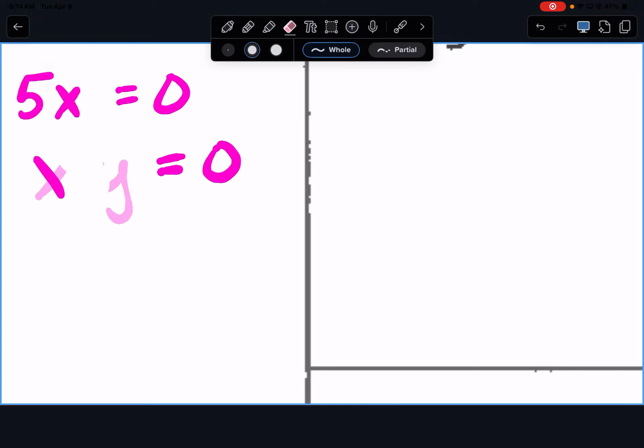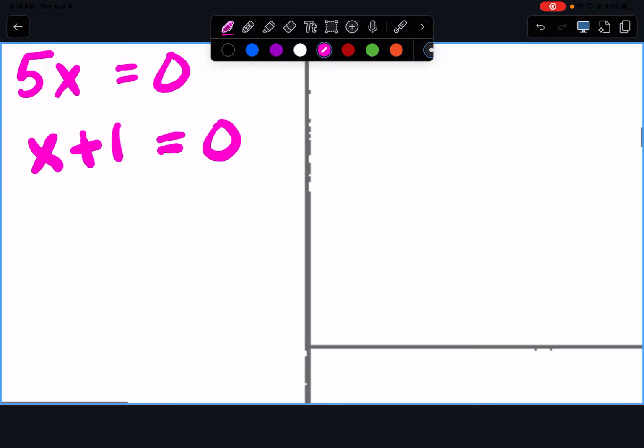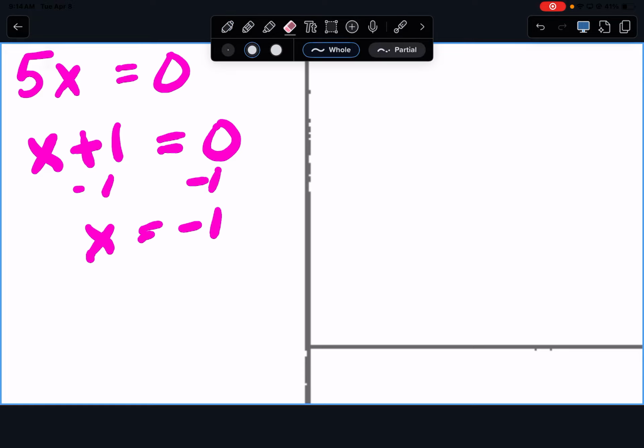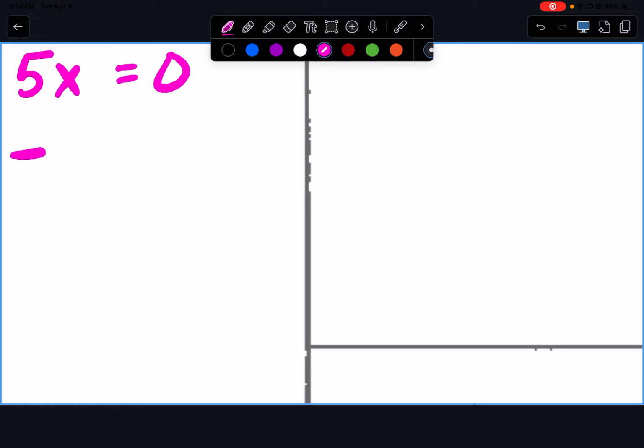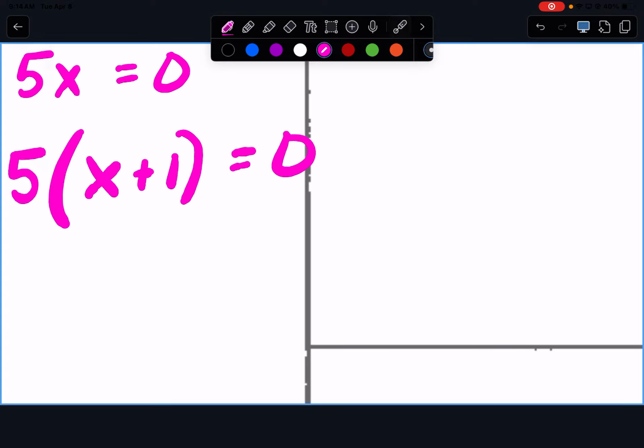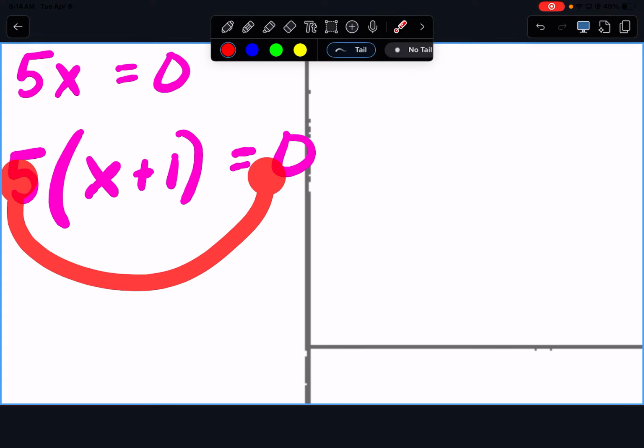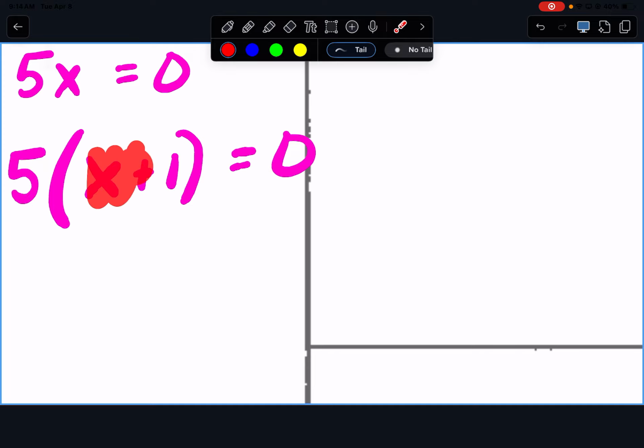So let's think about what would happen if we have x plus 1 equals 0. How would I solve that? Minus 1 from both sides, and I would get x equals negative 1. So, what if I had 5 times x plus 1 equals 0? Can 5 be what equals 0? No, right? Because does 5 equal 0? What does that mean this would have to equal?